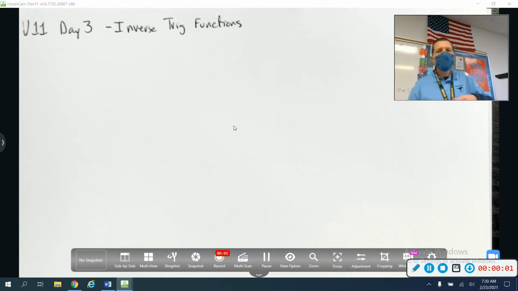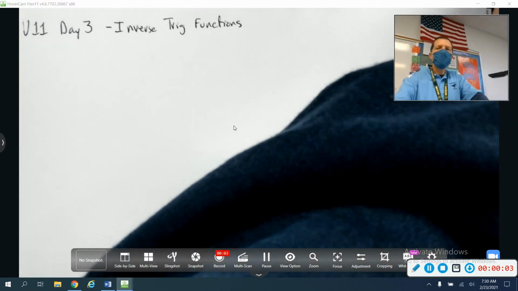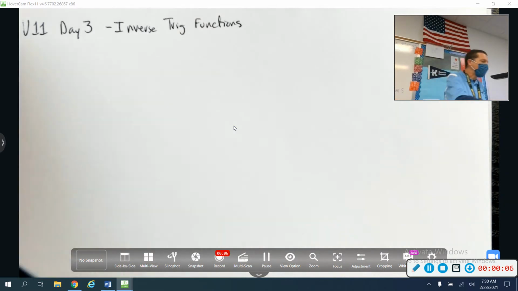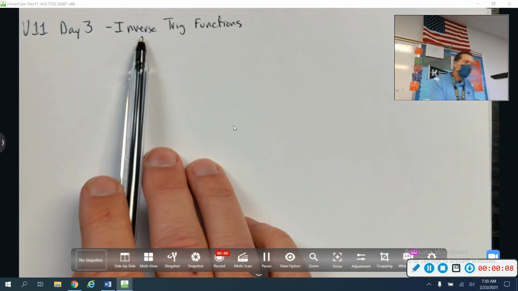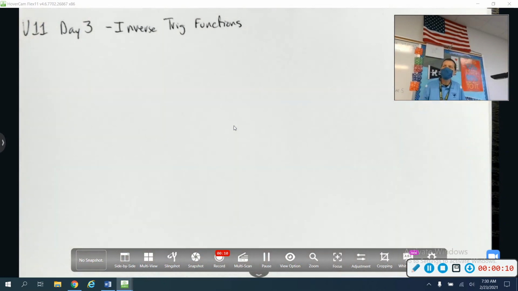There we go. Unit 11, Day 3, Inverse Trig Functions. And today we learn why I keep hesitating when people say that sine and cosecant are inverses. Like, well, in one sense they're inverses, but with trig functions, inverse kind of means something else. So we want to say sine and cosecant are reciprocals, not inverses, because we're going to talk about inverses today.